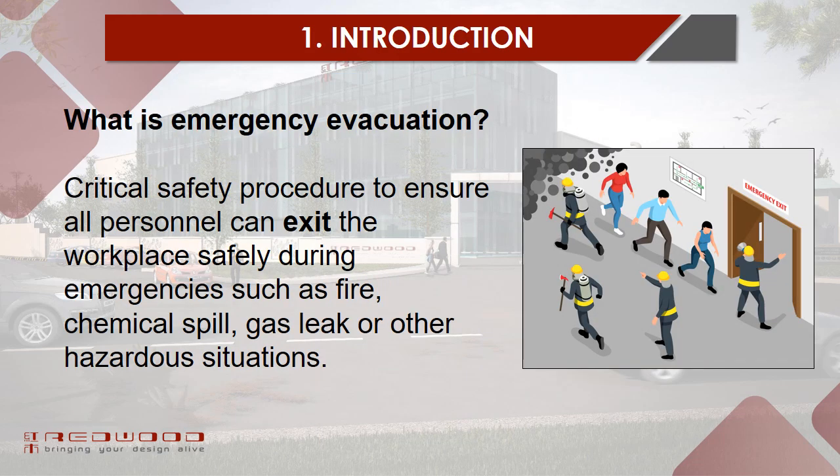What is emergency evacuation? Emergency evacuation is a safety procedure carried out to ensure that all employees can leave the workplace safely in the event of emergencies such as fire, chemical spills, gas leaks, explosions, or other hazardous situations. During an evacuation, all employees must move immediately through the designated emergency exits and gather at the assigned safe assembly point. By following these procedures, the risk of injury can be reduced and the safety of everyone can be ensured.